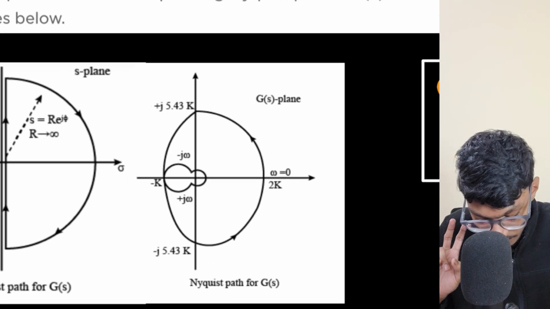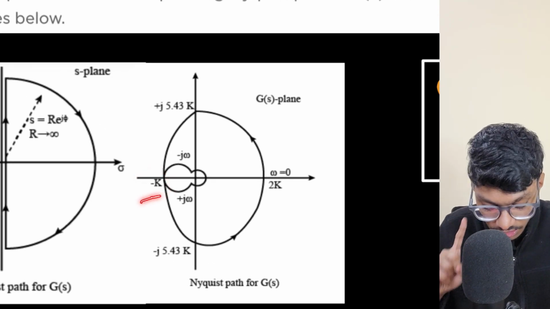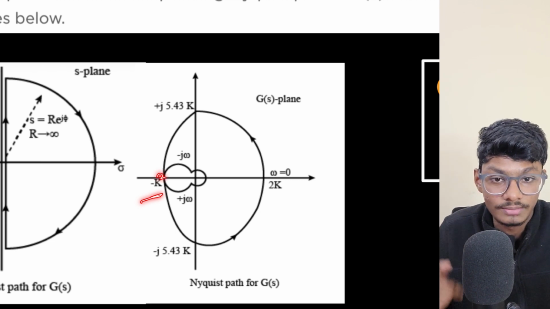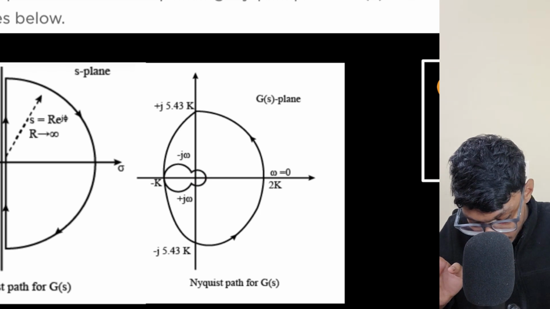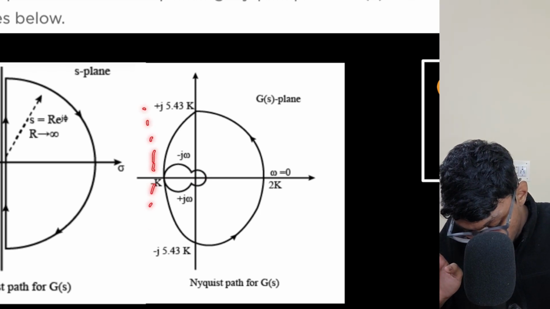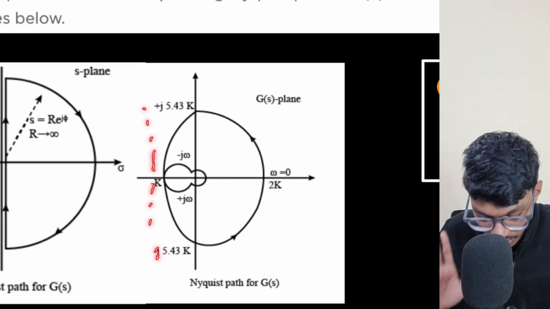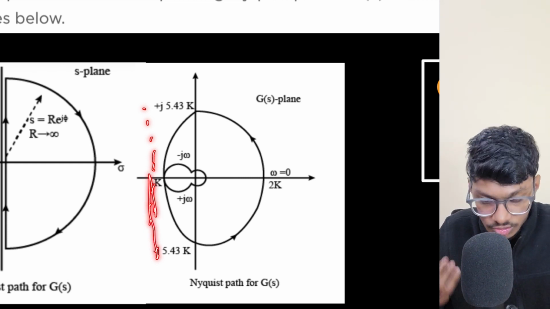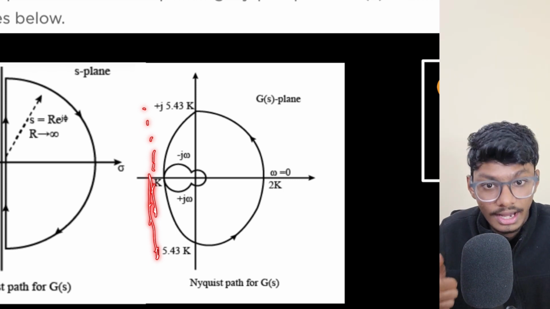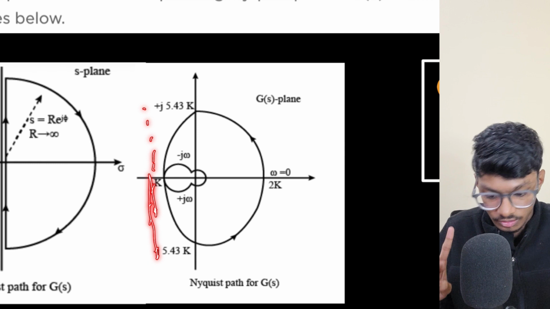Now if k is varying from 0 to 1, what does this mean? At k equals 1, this point becomes the critical point. And if it varies from 0 to 1, what does that mean? Let's say this is my -1 point. K is varying from 0 to 1, so it never touches my -1 point, so it never touches my critical point. So there aren't any encirclements around the critical point. Okay, that is one point to note here.